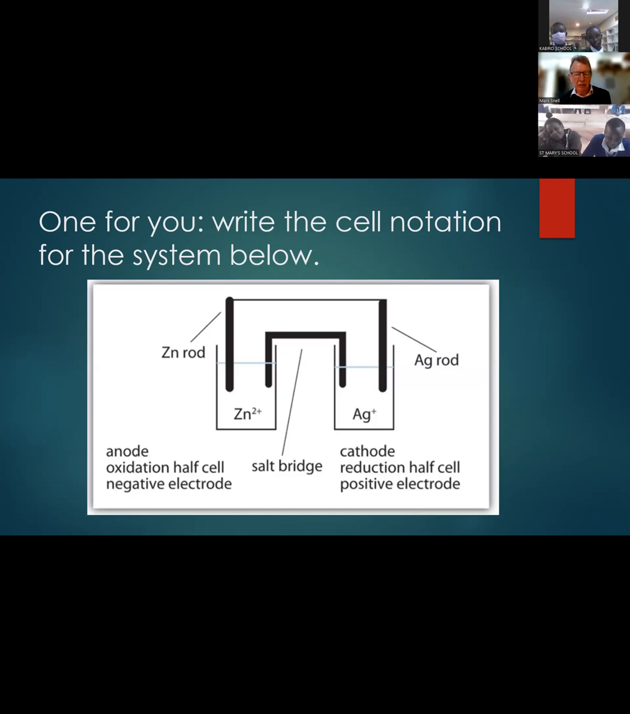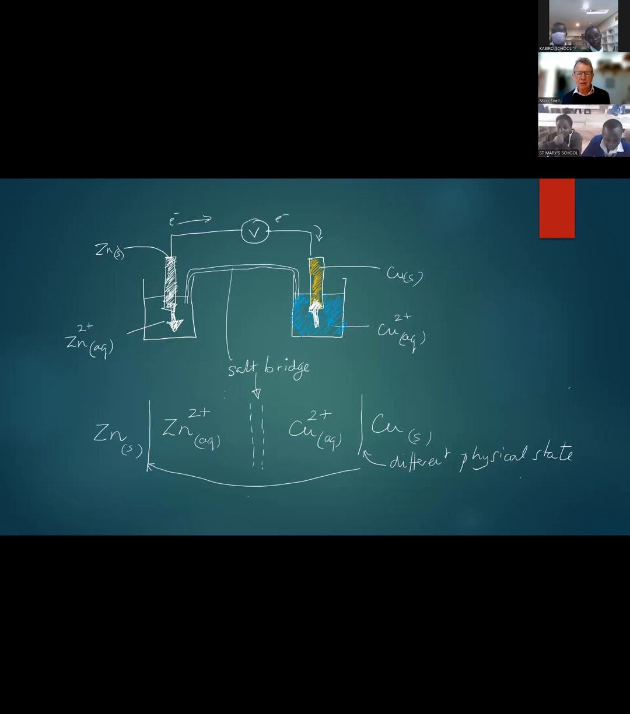So here it is. This has zinc and zinc ions and silver ions. Look at what I have done here. That solid line means that this is in a different physical state from the solution. One is solid, one is liquid. Solid, liquid, straight line. Dotted line for salt bridge. And then the copper ions and the copper.